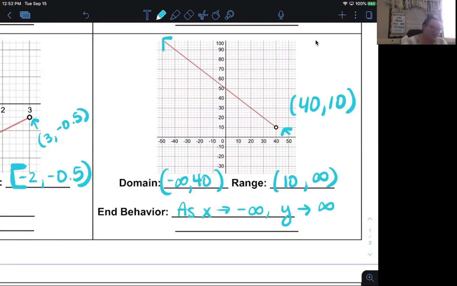Then I only have to describe one portion of the end behavior because my graph extends forever to the far left. So I just described the end behavior for that portion of the graph, which means that as x approaches -infinity, y approaches positive infinity.